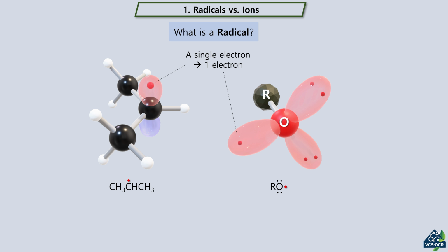So, what exactly is a radical? A radical, or free radical, is a chemical species containing one or more unpaired electrons. To understand its electronic nature, let's compare a carbon radical with familiar ionic intermediates.